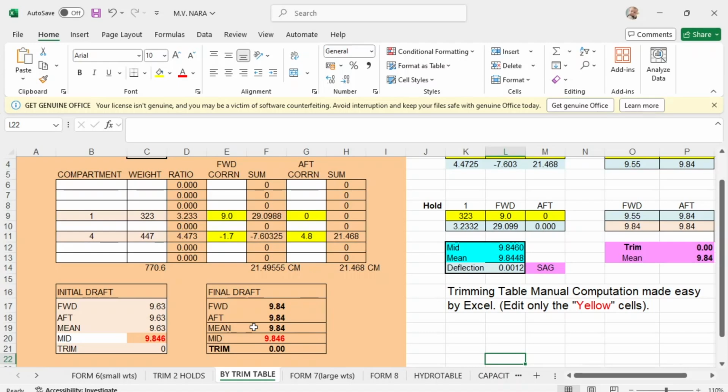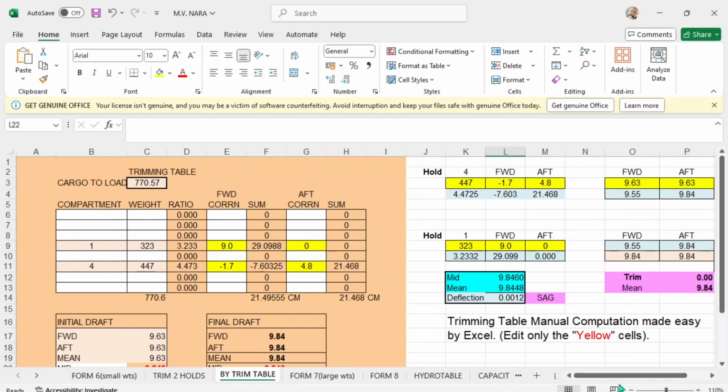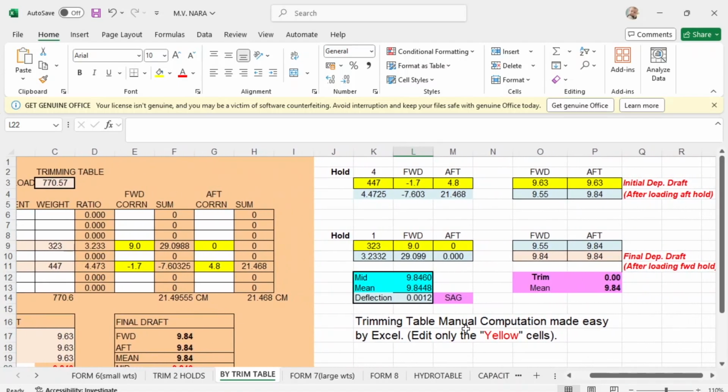So this is good, guys. This one is different from this side. Okay, take note, but they have the same results. Forward draft is 9.84, which is this one. Up draft is 9.84, which is this one, and your mean is 9.84, which is this one. This one, guys, is another solution to the trimming table. So there are two ways on how to get the final draft of these trimming tables.